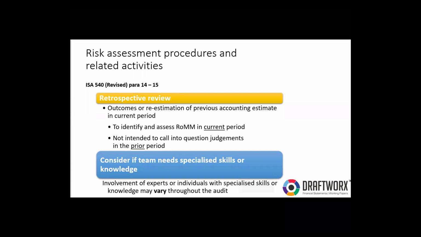But the purpose of this retrospective review here at planning stage is to try to identify and assess the risk of material misstatement in the current period. So trying to get a feel of how accurate last year's estimates were and what indication that gives me of how accurate it would be this year, and therefore what are the risks, how do I assess them, and how am I going to respond to that.